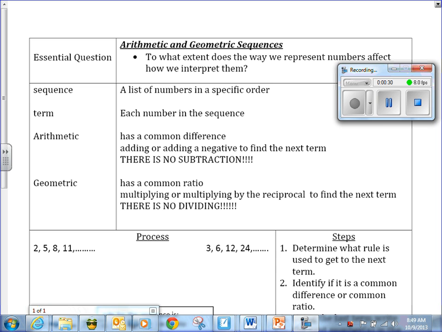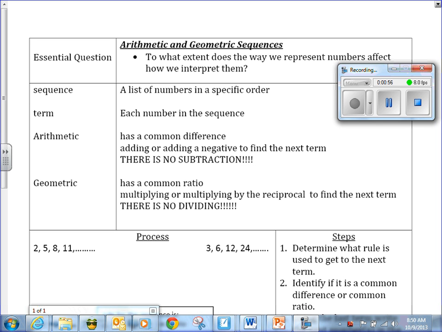next term. Sometimes we want to say that we're subtracting 5 each time to figure out a term, but that's not what we're actually doing. We're actually adding negative 5. And geometric has a common ratio. We're multiplying, or we're multiplying by the reciprocal. Sometimes we want to say we're dividing by 2, but actually what we're doing is we're multiplying by 1/2.